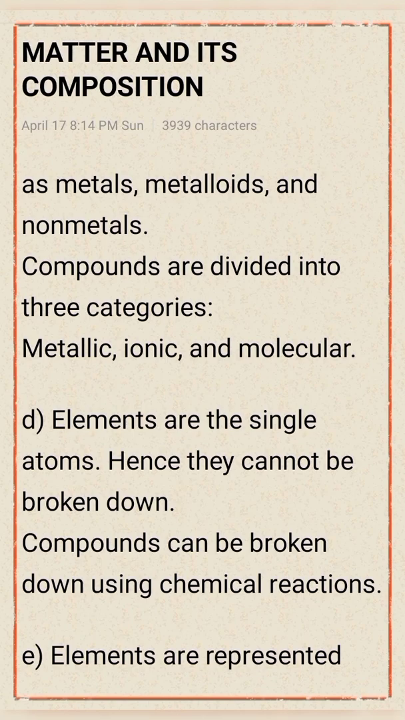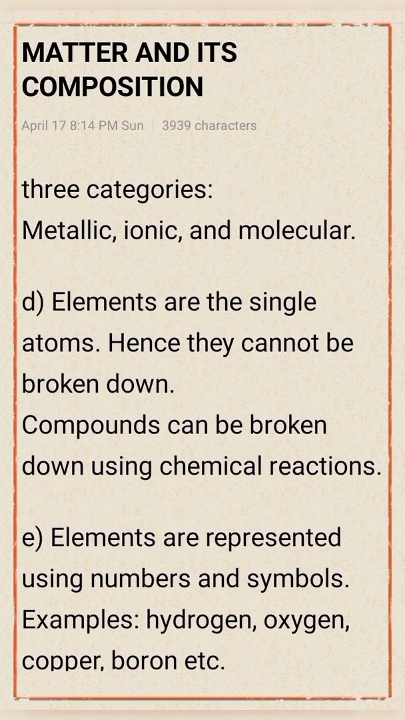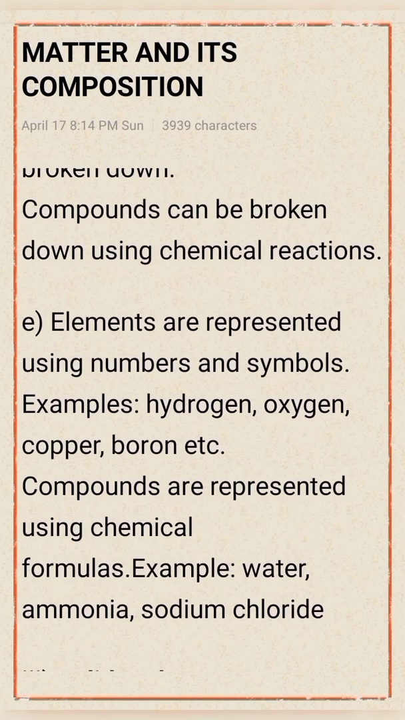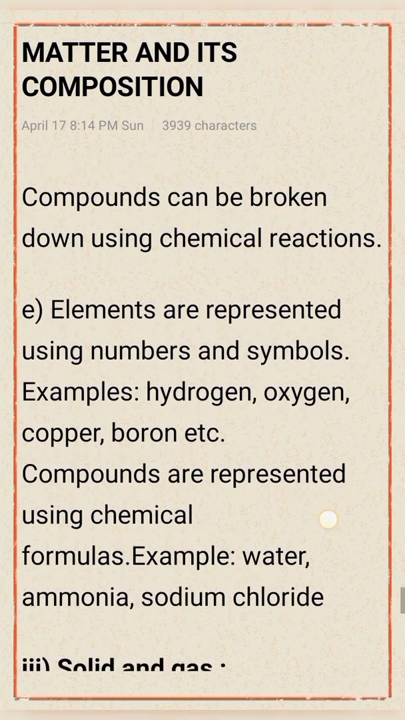Next part of the difference between element and compound, option D. Elements are made of a single kind of atom, hence they cannot be broken down. Compounds can be broken down using chemical reactions. Next difference, E. Elements are represented using symbols. Example, hydrogen, oxygen, copper, carbon, etc. But compounds are represented using chemical formulas. Example, water, ammonia, sodium chloride.